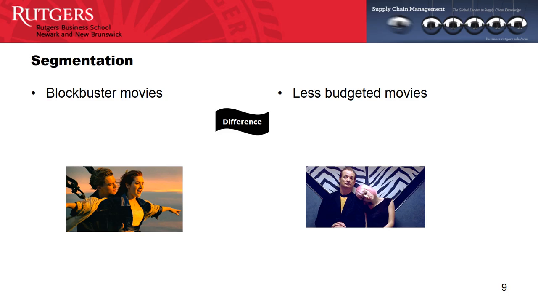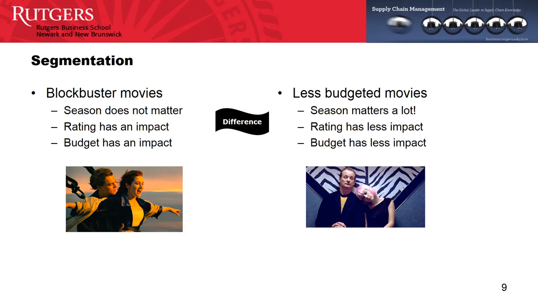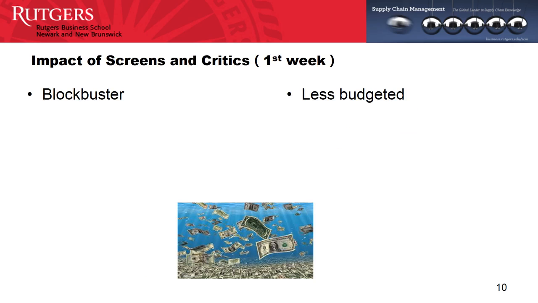For blockbuster movies, season, that is the release schedule, does not affect the box office revenue significantly, but rating and budget do. For less budgeted movies, season matters a lot, especially summer, but rating and budget do not matter much. What is in common is that the number of critics and number of screens have a significant impact on both product types. Even though the screens and the critics impact first week box office for both product types significantly, the impact has a different dollar value.